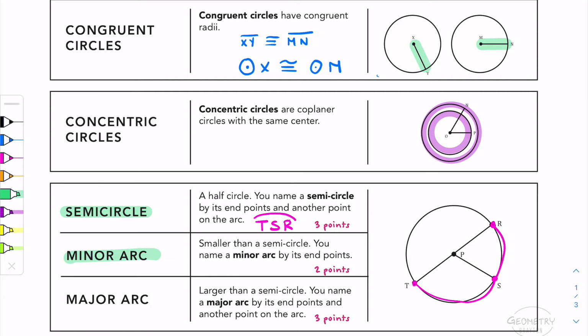Next, we're looking at a minor arc. A minor arc is smaller than a semicircle, and you name it only by its endpoints. So it's only 2 points when you name it. If a minor arc is smaller than a semicircle, then an example could be right there, points R to S. And that's how I will label this, RS with an arc above it.